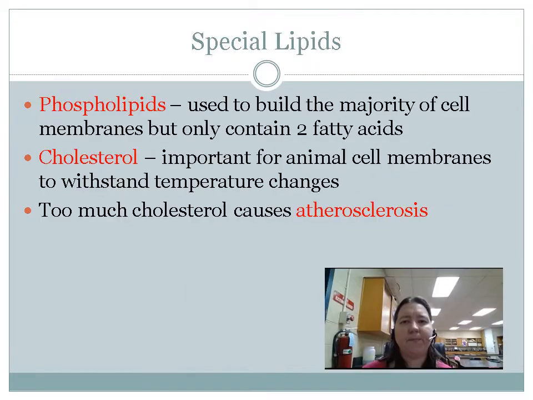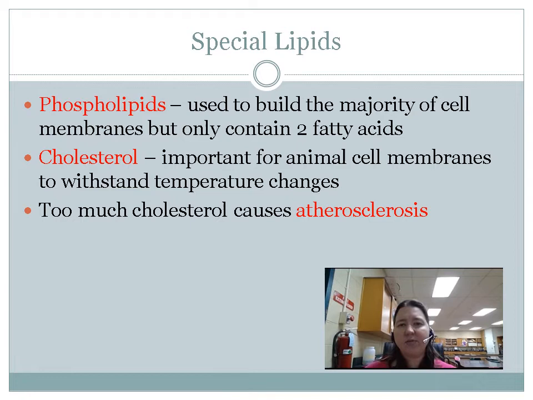All right. There are a couple special lipids that we're going to talk a lot more about when we get into chapter 5, but since we're talking about lipids, we'll bring them up now. Phospholipids are a special kind of lipid that are actually used to build our cell membranes, and they generally kind of look like this. Okay, that's what a phospholipid looks like. So they have this head and then these two tails, and they only have 2 fatty acids.